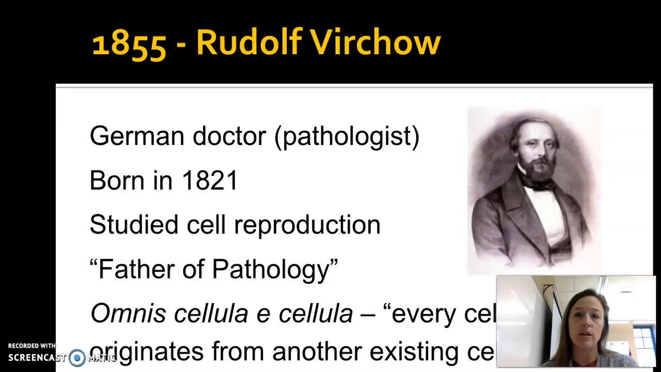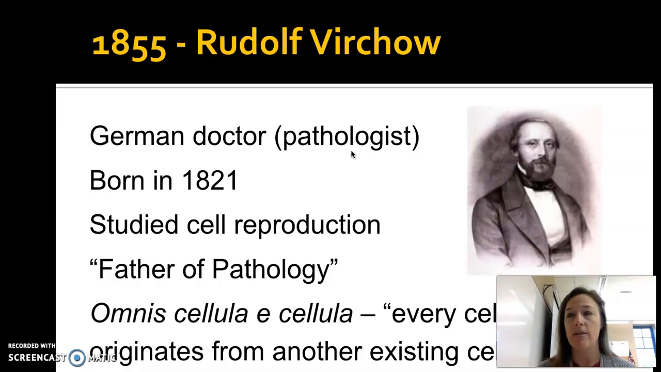And then fast forward another 20 or so years, and we have Rudolf Virchow. There's a good old Rudy boy. He was a doctor, studied diseases, so a pathologist, and he wanted to know where diseases came from, because if I'm going to study diseases and I want to get rid of diseases, I need to know where they come from. And so he started looking at how cells reproduced, and he realized that cells came from pre-existing cells.